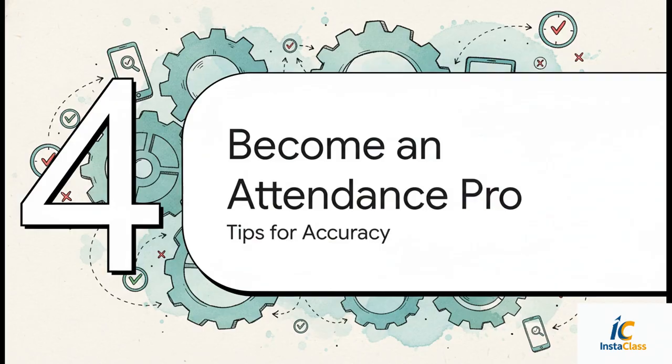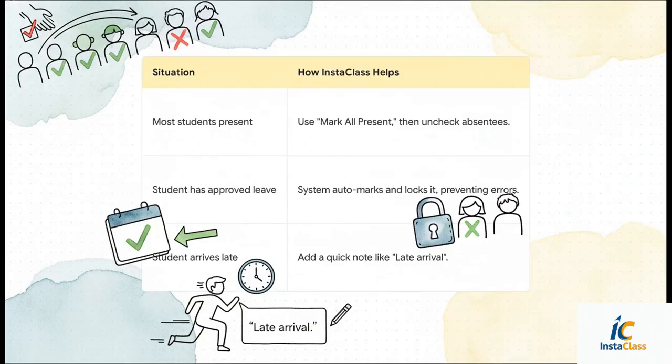All right, you've totally got the workflow down. Now let's cover a few pro tips to make sure your attendance records are perfectly accurate every single time. Let's look at a few real-world scenarios. On a typical day, your go-to move is Mark All Present, and then you just uncheck the one or two absentees. Easy. If a student has an approved leave, the system does all the work for you. It auto-marks and locks it. And what if a student walks in late? No problem. You can quickly add a little note right there on the screen.